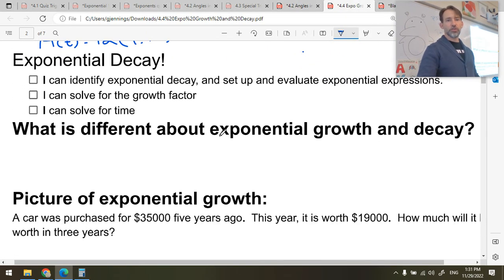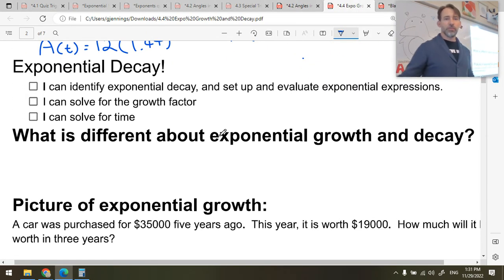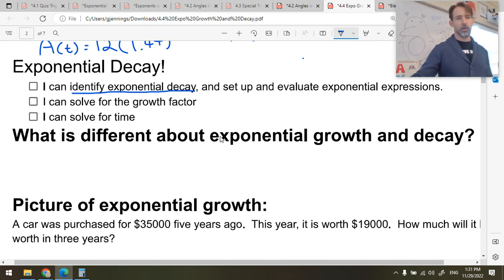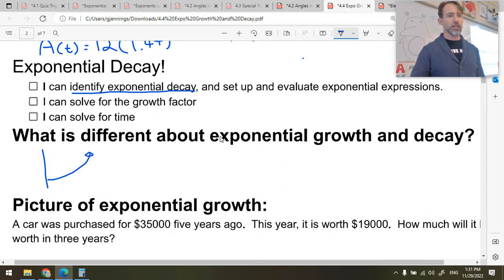Let's take a look at exponential decay. So if you can identify exponential decay in the world, that's great. It happens quite a lot. All right. What's different about exponential growth and decay? Exponential growth looks like this. Exponential decay looks like this.